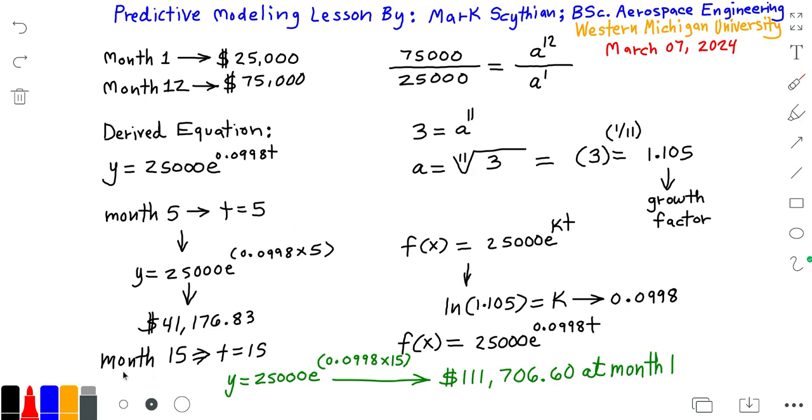So now if we apply the predictive model for the revenue generated at month 15, or 3 months after the end of the year, based on consistent patterns, we then have that data computed as y output is equal to 25,000 e to the 0.0998 times 15 for month number 15, which will yield $111,706.60 at month number 15.